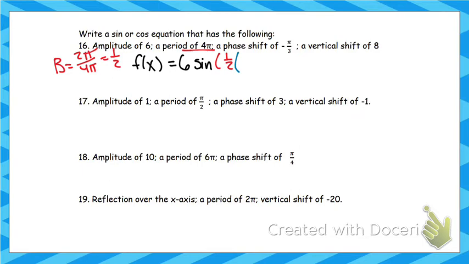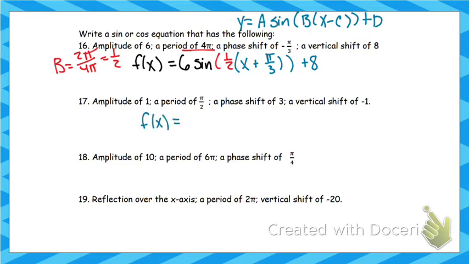Phase shift is negative pi over 3, so in my equation it's going to be plus pi over 3. And then the vertical shift is 8, so at the very end, plus 8. So the general format we're using here is A sine parentheses B parentheses x minus c, close your parentheses, plus d. That's the general format that we're using.